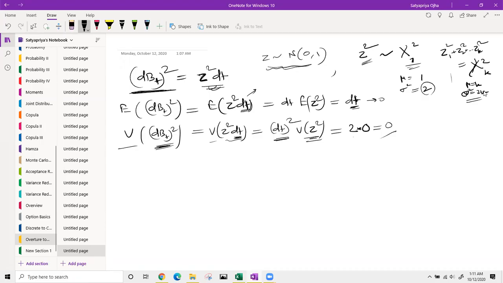What happened here? Are you saying that this quantity has a mean of dt and variance of 0? Anything that has a 0 variance is deterministic. So this is not random. Surprising, isn't it? dBt is random. Square of dBt is deterministic.